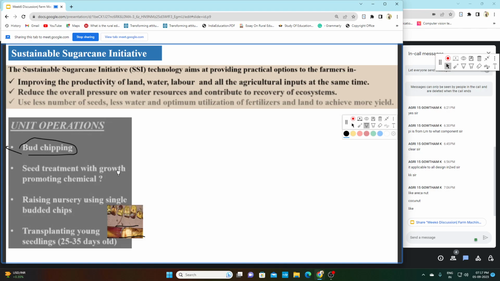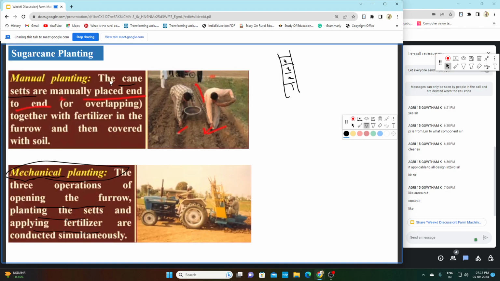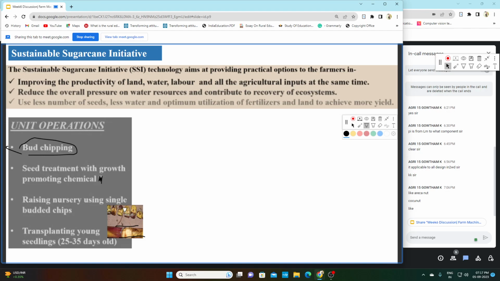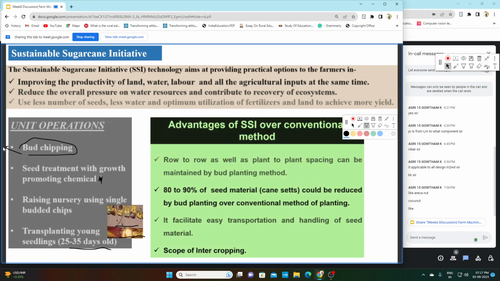Now, seed treatment with growth promoting chemicals. This is, I think, a printing mistake. Seed treatment with growth promoting chemicals. And third is raising nursery using single bud chips. Here, not one cane, we are using a set of canes in the other method, but here we are using a single bud chip. And last is transplanting young seedlings 25 to 35 days old. Like in our SRI we are doing transplanting in 14 to 21 days, here we are doing the transplanting operation in 25 to 35 days. So these are some of the things of your SSI.